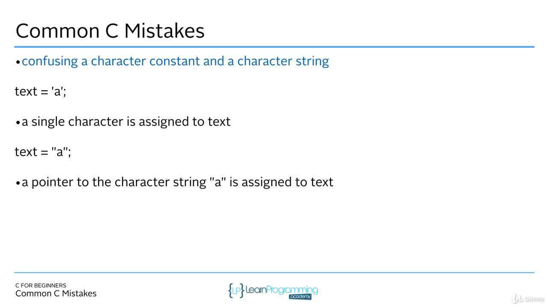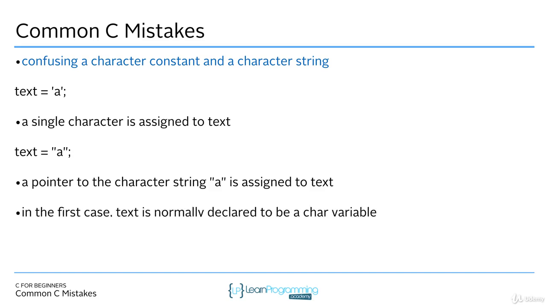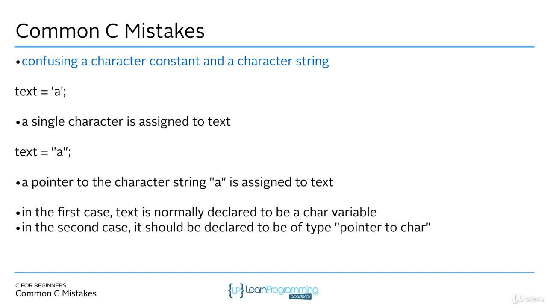Using an 'A' inside of single quotes versus a character inside double quotes, completely different. Character versus string. In the first case, text is normally declared to be a char variable, and in the second case, it should be declared to be type pointer to a char. And if you want to assign a value to that pointer, other than the pointer itself, you'd have to dereference it. This is actually incorrect because if it's a pointer, instead of assigning an address, you're assigning it a string, so that doesn't make sense.